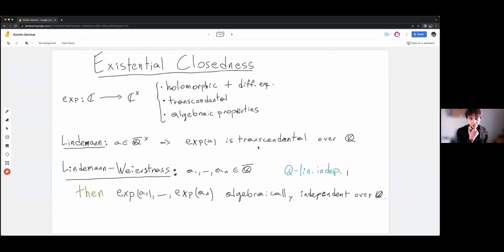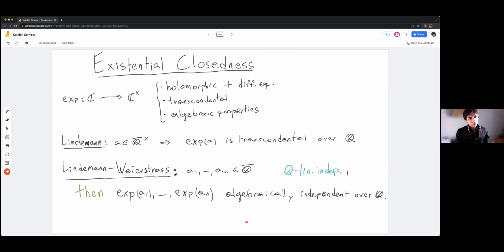I want to talk about this problem in arithmetic geometry, which is usually referred to as existential closedness, and specifically, the different ways in which differential algebra has allowed us to get close to solving this question in certain cases. So in order for me to introduce the problem, I want to start by talking about the exponential function, which hopefully everybody knows about, and we've all encountered it at some point.